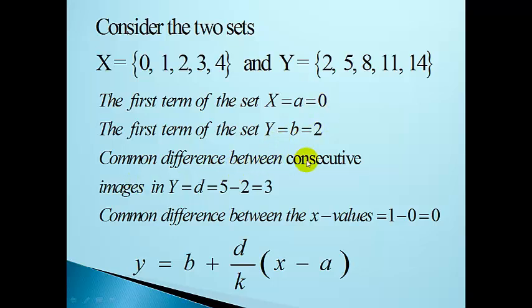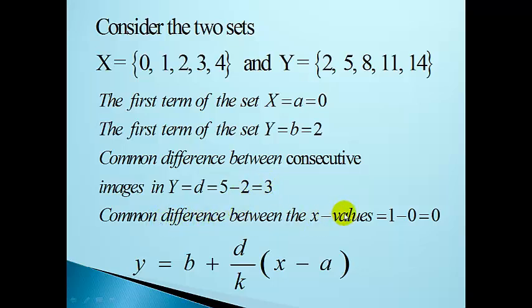The common difference between consecutive images in y is equal to 5 minus 2, and that is 3. Since y are the images, if you want the common difference, it is the second term minus the first term, or the third term minus the second term, or the fourth term minus the third term, or the fifth term minus the fourth term. That will give us the common difference. So 5 minus 2 is equal to 3. That means that the common difference d is equal to 3.